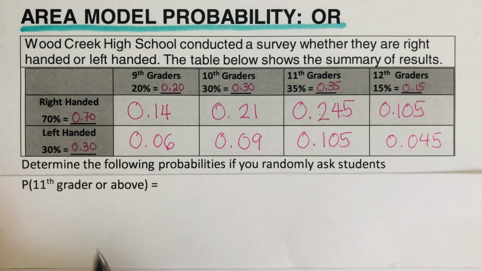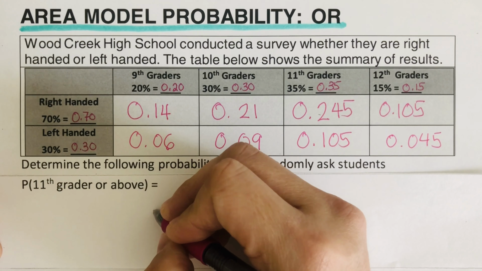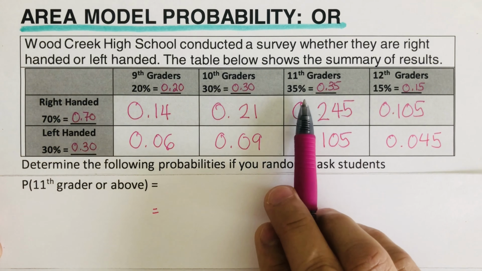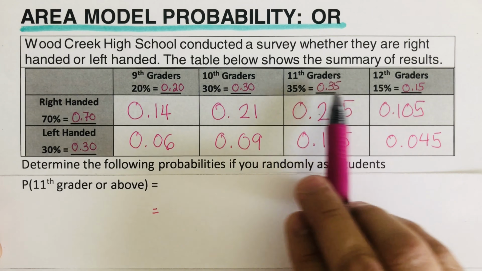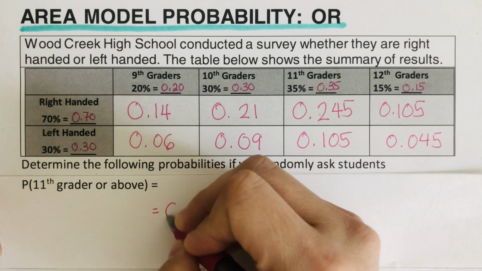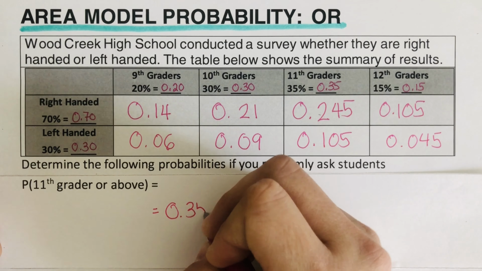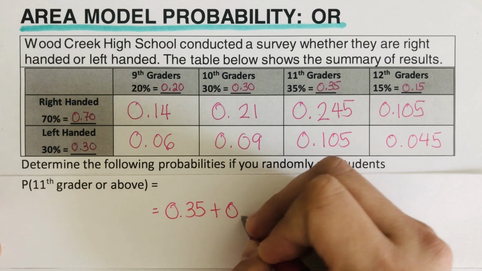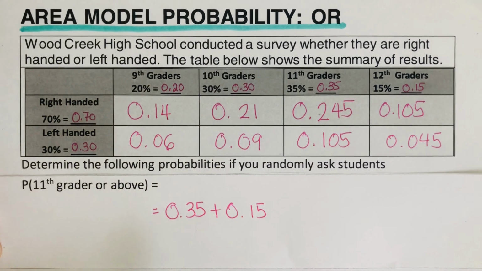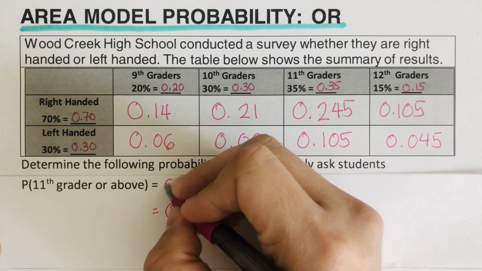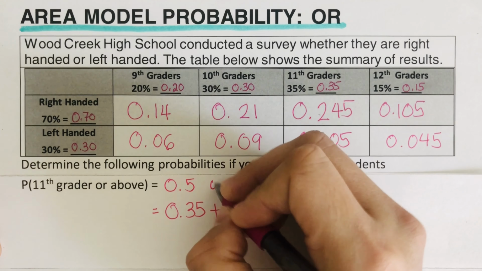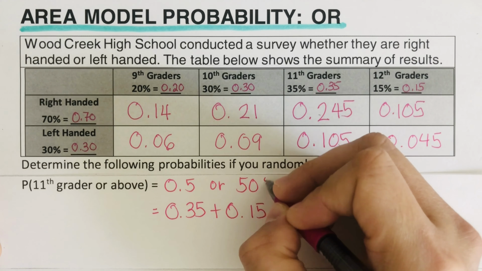Okay, what did you have for this? Let's see what you got. So 11th grader or above. So 11th grader and above are these two. So that means it's going to be 0.35 plus 0.15. And if we add these two, that is 0.5 or 50% of the time.